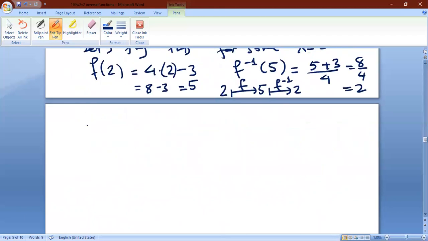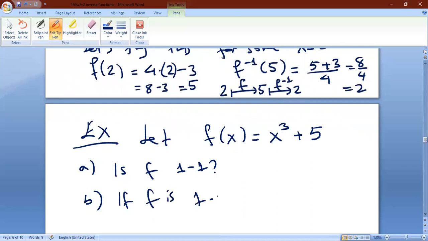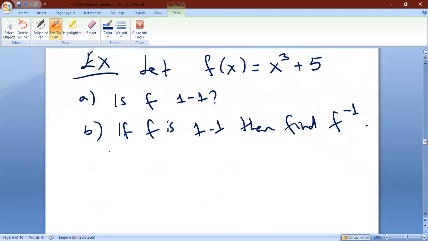Let's do another example. Let f be equal to, let's say, x cubed plus 5, okay? First, show if f is 1-to-1 or not, then b, if f is 1-to-1, then find f inverse. So how do we show if f is 1-to-1 or not?